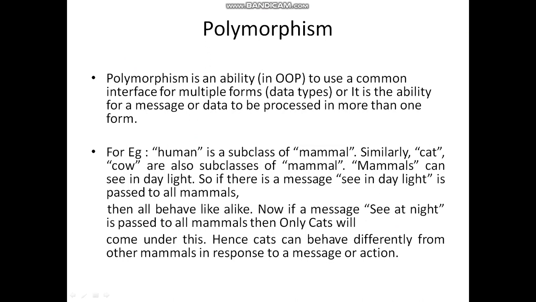as see at night. Okay, so polymorphism means a data or a message can be processed in more than one form. Here our cat is responding in more than one form. So that is why we took this example as polymorphism. Okay, now let's see an example code, how you can create polymorphism inside your program code.